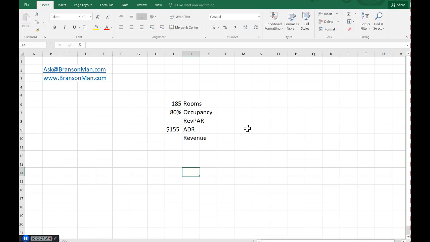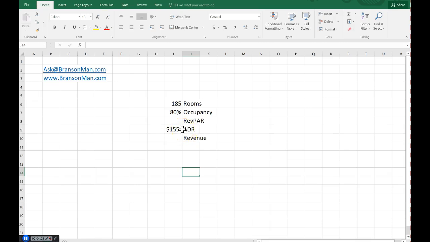But real quick, RevPAR is the average daily rate times the occupancy, which seems pretty simple. So check this out. Average daily rate: you take all of your rooms that were sold, you take the rate that they were sold to the customer for, and then you average that out. It will give you 155 in this example. So this hotel has 185 rooms. Only 80% of those were occupied on this given day or this given month. This is the information we have.